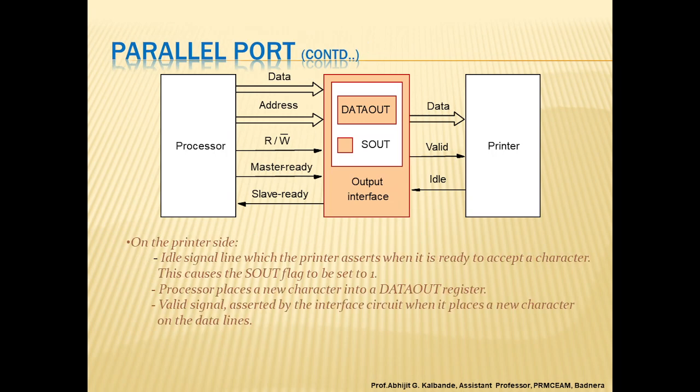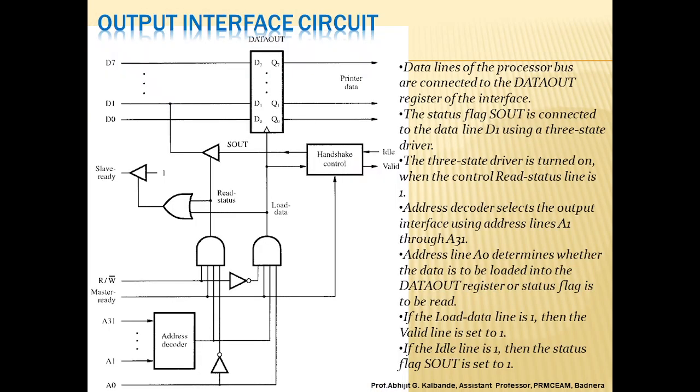On the printer side, this is the idle signal line, which the printer asserts when it is ready to accept a character. This causes the status flag to be set to 1. The processor places a new character into the data out register. The valid signal is asserted by the interface circuit when it places a new character on the data lines. Now this is the output interface circuit of this parallel port.